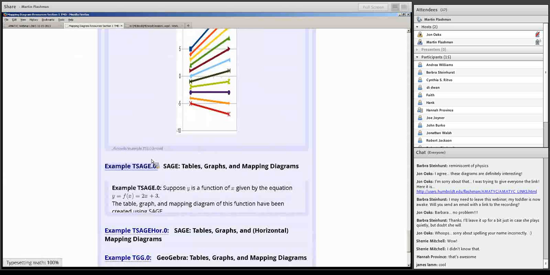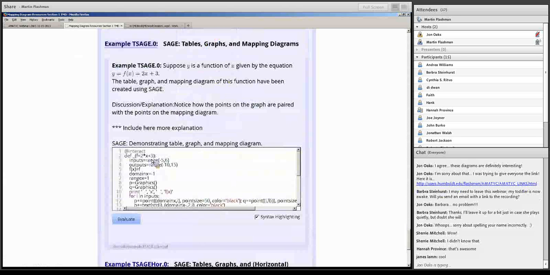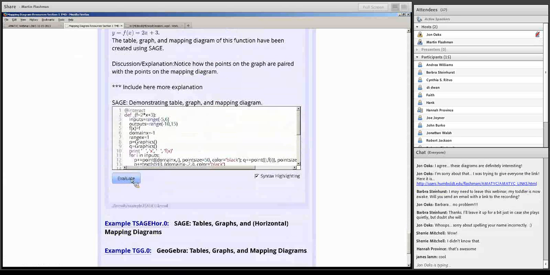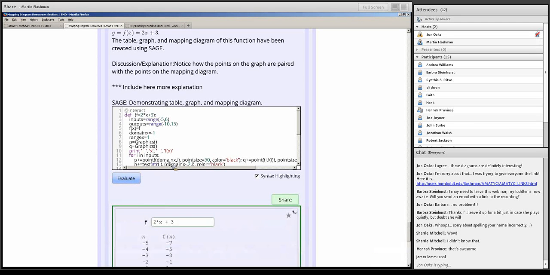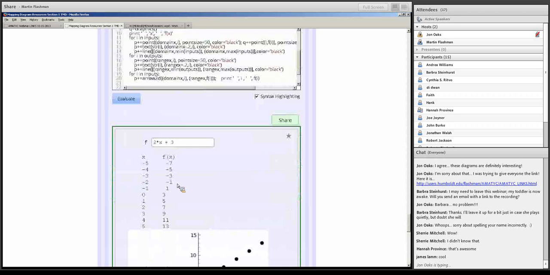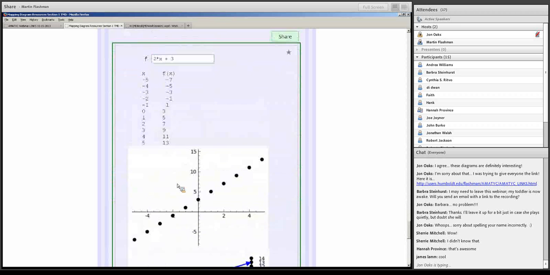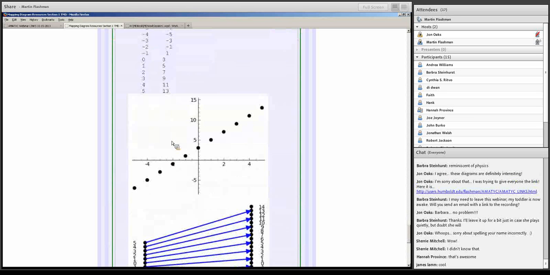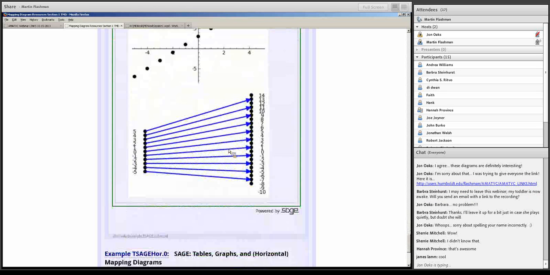In the past month or two, I have been learning how to use Sage, which is a really nice free online resource which does a lot of stuff like Mathematica. And here's a visualization using Sage, and you can go to this site to do this again, that makes the table, 2x plus 3, draws the graph, and here's the mapping diagram drawn automatically for you using Sage.